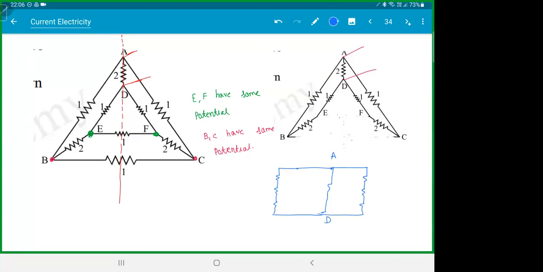So this is one, this is one, this is two, this is two, and this is one, and this is one. So 1, 2, 1, and this is 2. The battery is between these two. Ho gaya na? Series, and all three are in parallel. Please check how we did this. Since the left and right are identical, you can just remove them. Anything between E and F can be removed, anything between B and C can be removed.